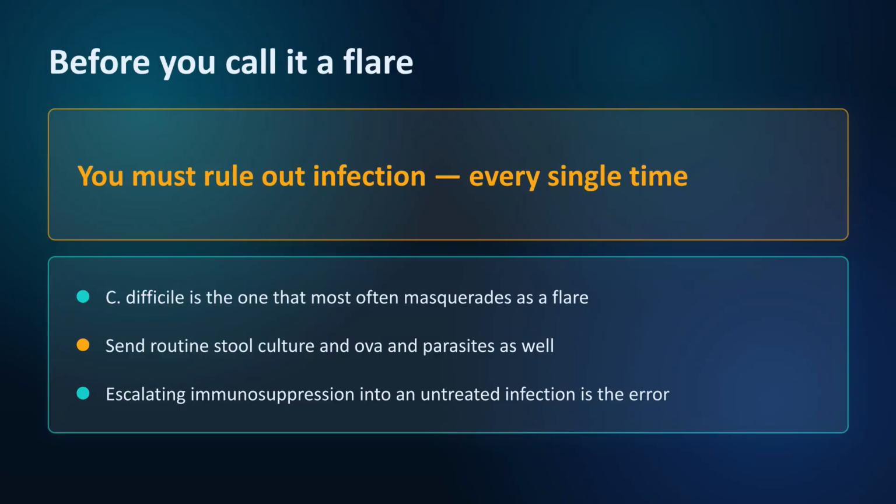Here is the error you are trying to avoid. Escalating steroids or a biologic into an untreated infection. That turns a treatable colitis into a critically ill patient. Test first, then escalate. Cytomegalovirus colitis is the other one to remember in steroid refractory disease.